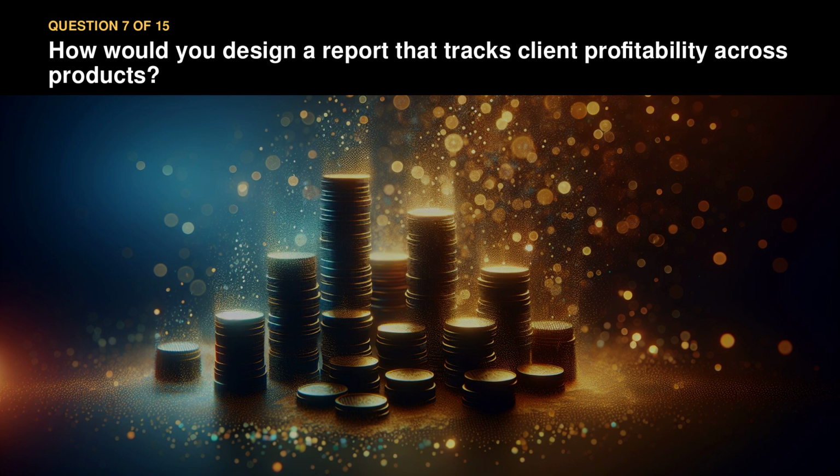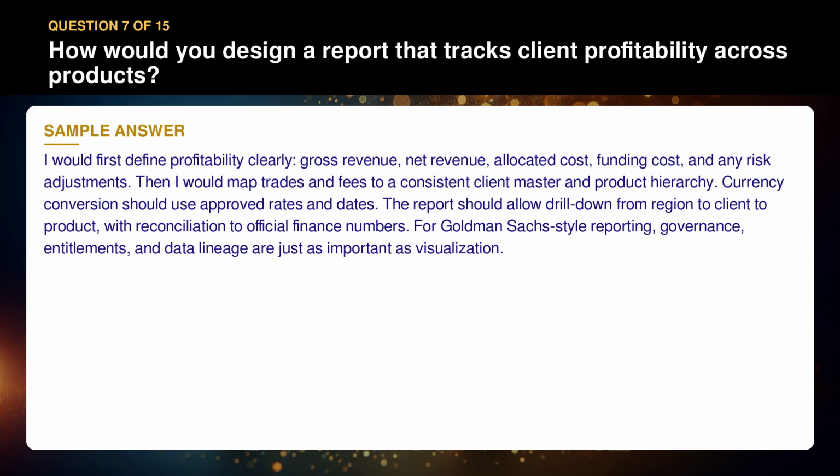How would you design a report that tracks client profitability across products? I would first define profitability clearly: gross revenue, net revenue, allocated cost, funding cost, and any risk adjustments. Then I would map trades and fees to a consistent client master and product hierarchy. Currency conversion should use approved rates and dates. The report should allow drill down from region to client to product, with reconciliation to official finance numbers.